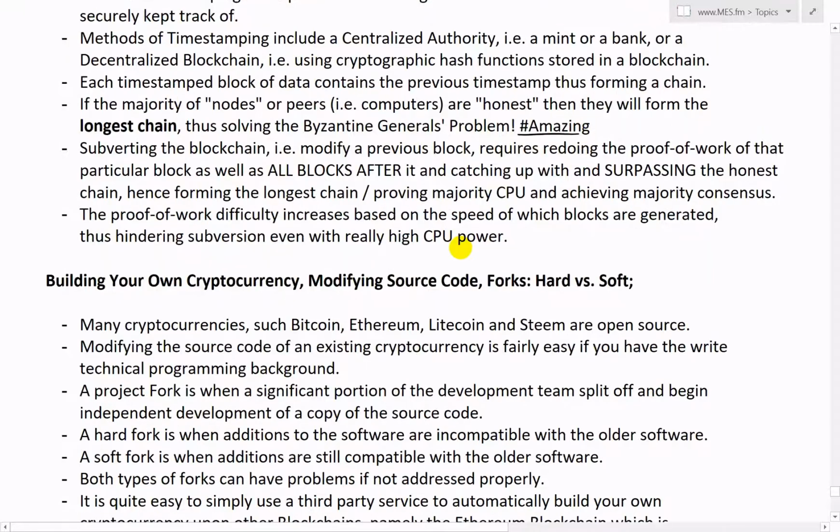Hashtag amazing. Subverting the blockchain, i.e. modifying a previous block, requires redoing the proof of work of that particular block as well as all blocks after it, and catching up with and surpassing the honest chain, hence forming the longest chain and proving majority CPU power and achieving majority consensus. The proof of work difficulty increases based on the speed at which blocks are generated, thus hindering subversion even with really high CPU power.